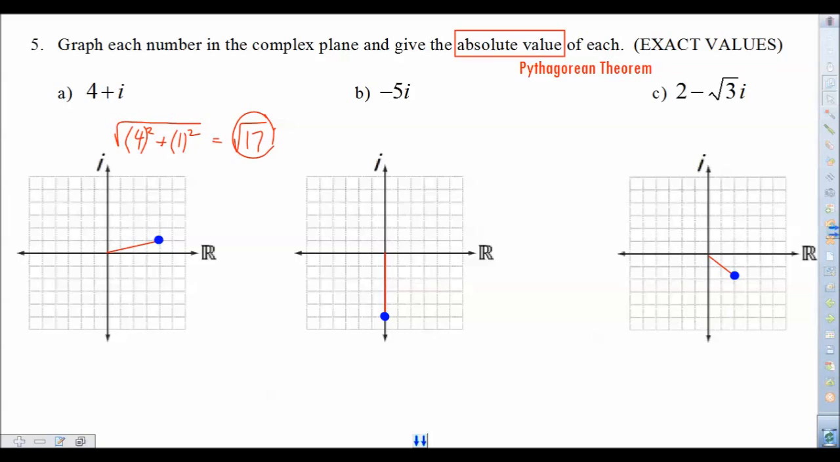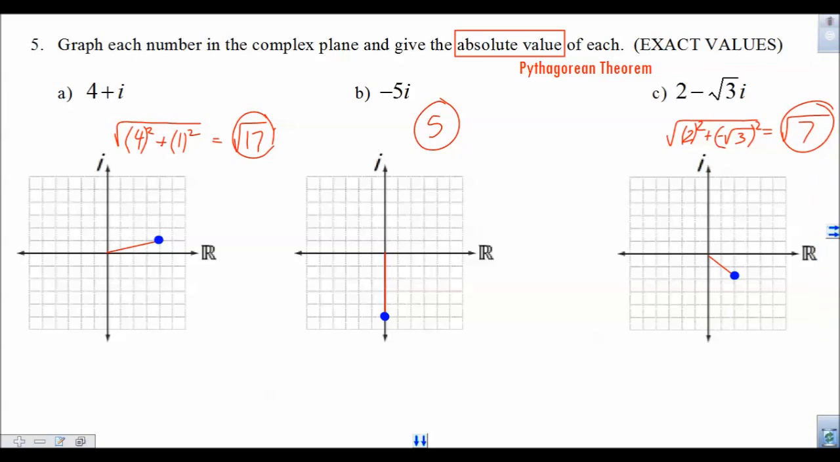Pythagorean theorem is really not necessary with this one, because if the absolute value is really the distance that value is away from 0, the distance that negative 5i is away from 0 is just simply 5. Cool. Now the next one. 2 squared plus negative square root 3 squared. Working that problem out, we really have 4 plus 3, which gives us 7. So our answer here is going to be the square root of 7. And there we have it. Let's take a look at the next problem.